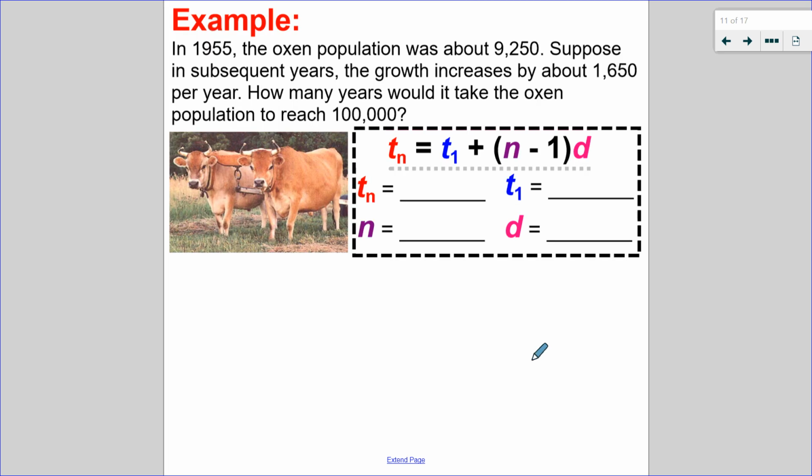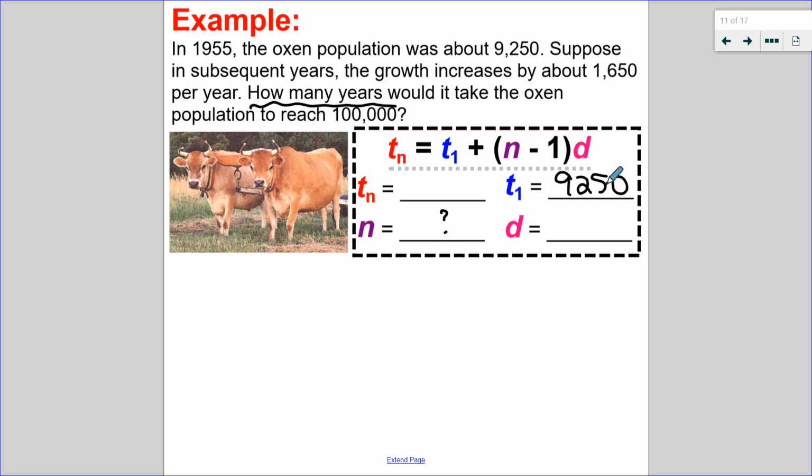Let's try this one. So in 1955, the oxen population was about 9,250. Suppose in subsequent years the growth rate increases by about 1,650 per year. How many years would it take the oxen population to reach 100,000? So there's only one unknown that I'm allowed. And when I see the question, how many years, that tells me n is the unknown, which must mean I know everything else.